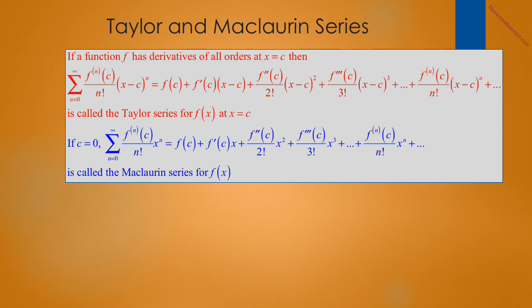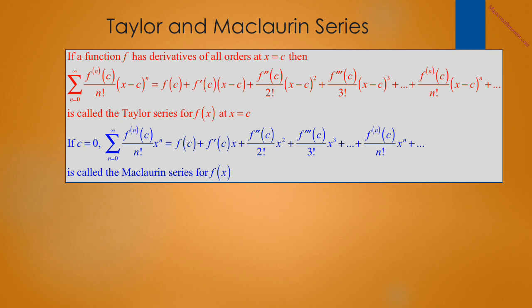So if a function f has derivatives of all order at x is equal to c, then we look at the summation n equals 0 to infinity of the nth derivative at c over n factorial times x minus c to the n. When expanded, this is f of c plus f prime of c times the quantity x minus c plus f double prime of c over 2 factorial times x minus c quantity squared plus f triple prime of c over 3 factorial times x minus c quantity to the third plus dot dot dot plus the nth derivative at c over n factorial times x minus c raised to the nth plus dot dot dot. That is called the Taylor series for f of x at x is equal to c.